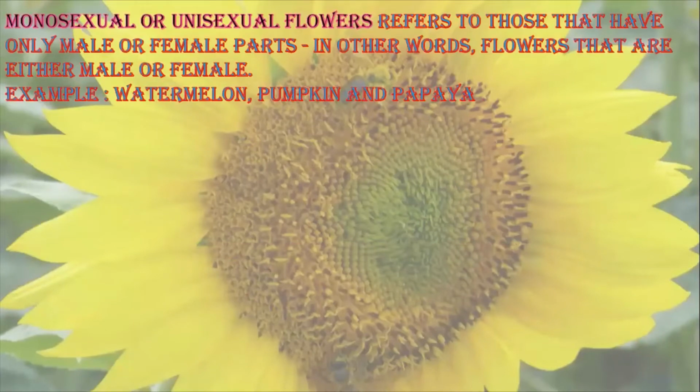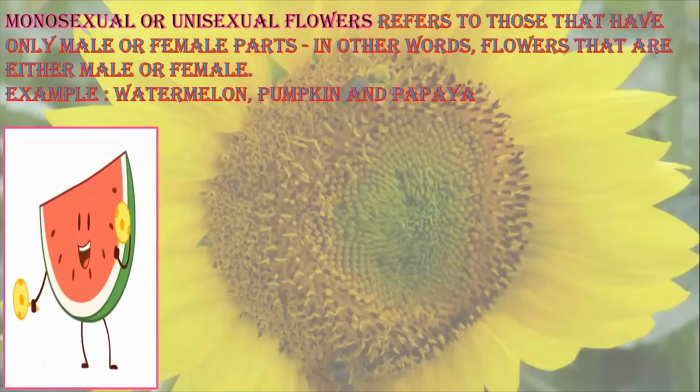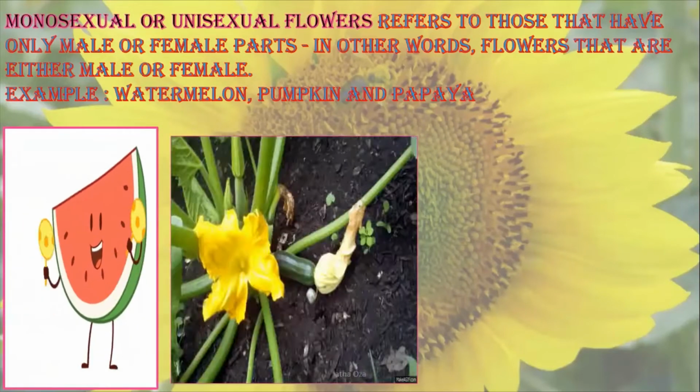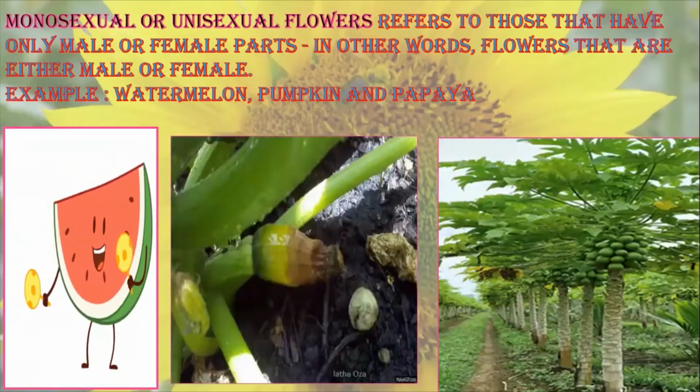Monosexual or unisexual flowers refer to those that have only the male or the female parts. In other words, these flowers have either male or female reproductive parts. For example, watermelon, pumpkin, and papaya.